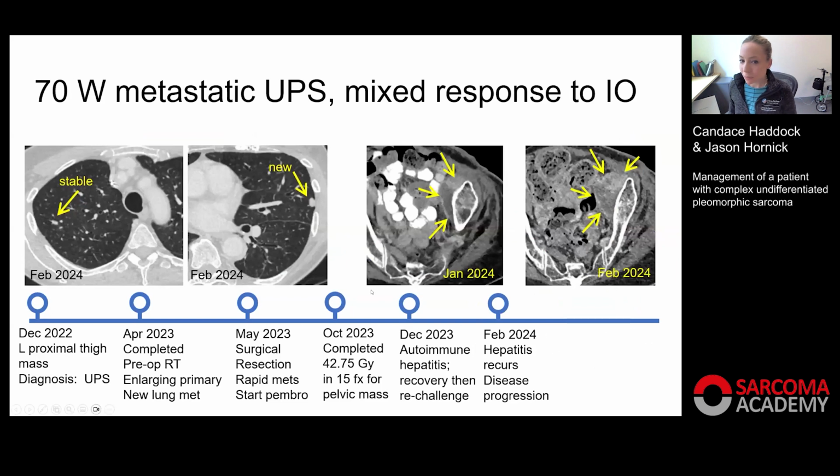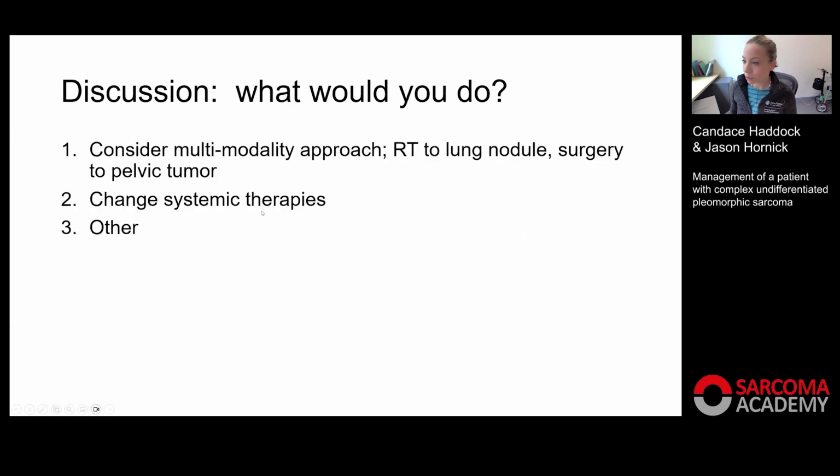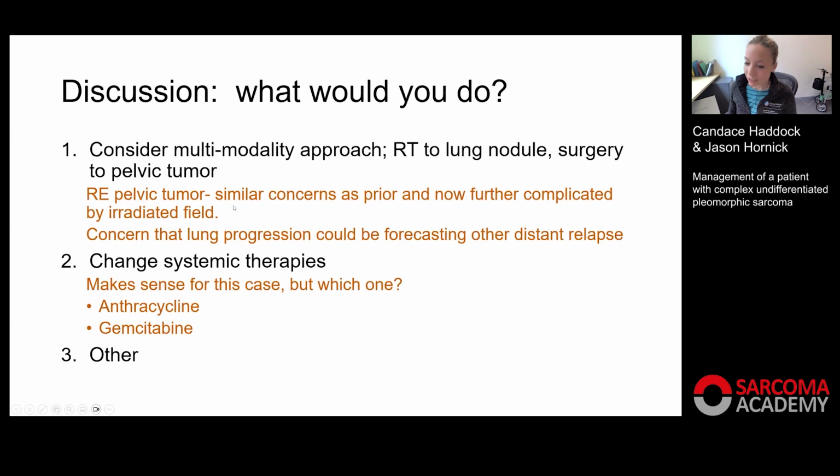So at this time, with the hepatitis, she also had disease progression. This nodule from the start still remained stable, but this one was new. And then this pelvic tumor, which was previously nicely controlled, was starting to grow. So in light of all of this, it was absolutely time to change therapies. And I think I have another prompt about how you would proceed, but I'll just give our opinions in the interest of time, what we had discussed.